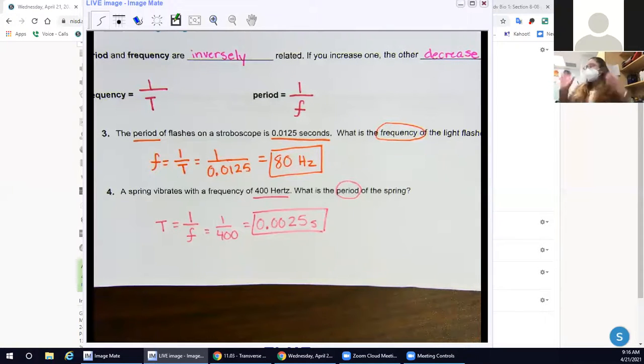Did anyone not get it? It was just 1 over the number. It was still the same process.